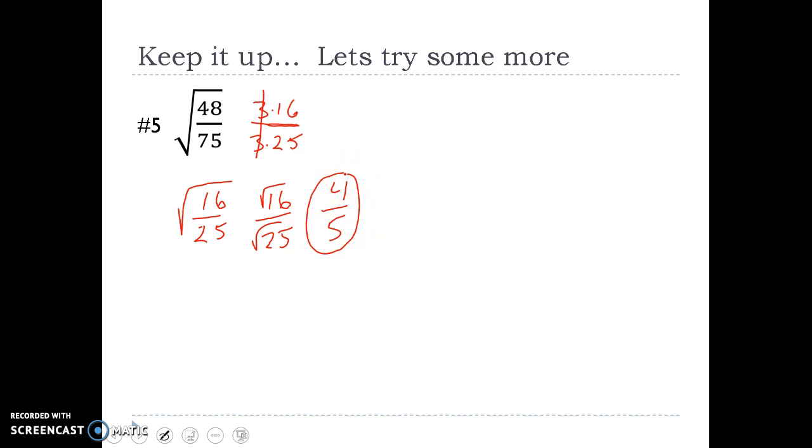Now I probably could have done that other ways. I could have broken these up into the square root of 3 times the square root of 16, and that would have been 4 radical 3. I could have taken the square root of 75 and written it as the square root of 3 times the square root of 25, but the square root of 25 is 5, and that would have been 5 radical 3. And then the radical 3's would cancel themselves out, and I would still end up with 4 over 5. So either way, number 5 simplifies to 4/5.